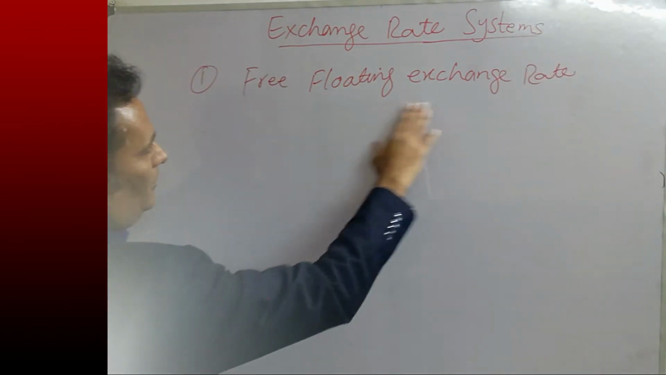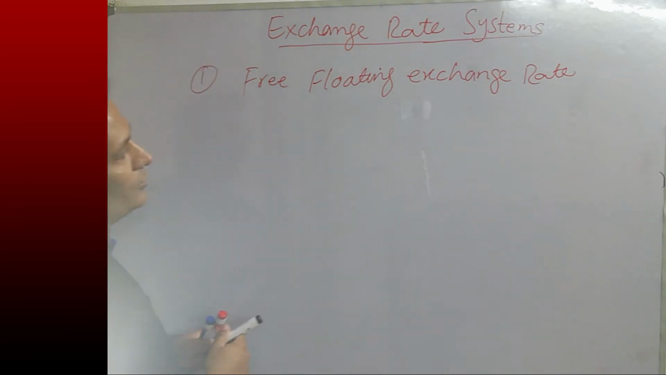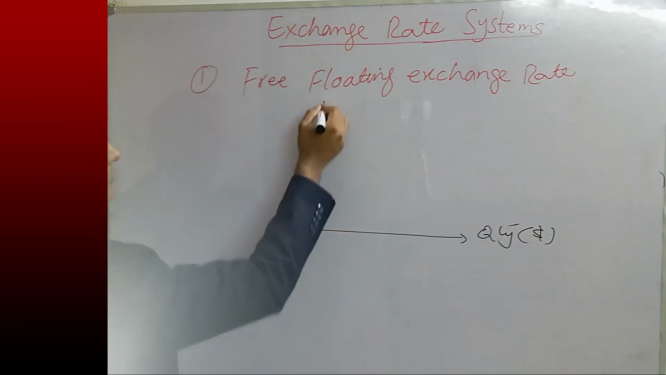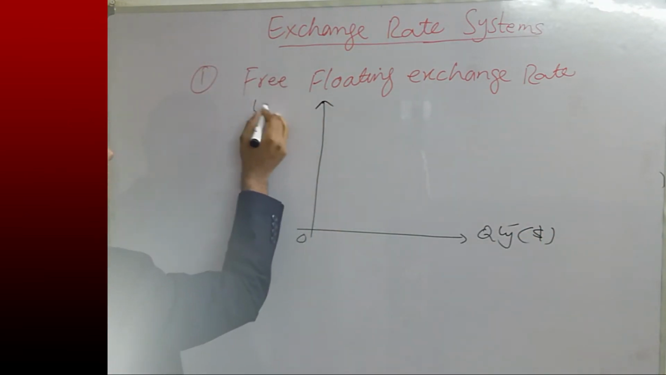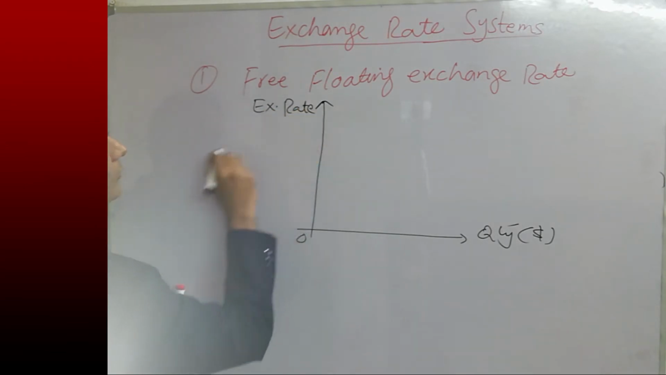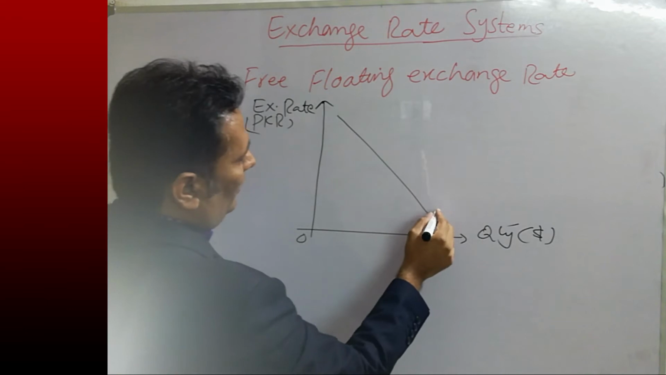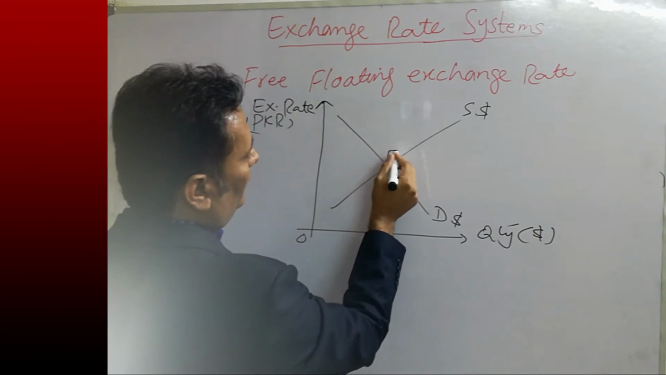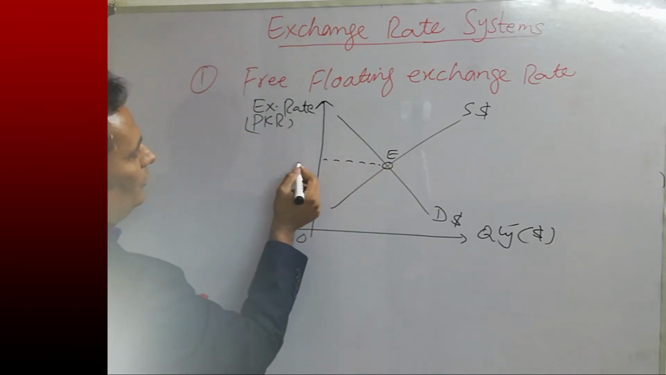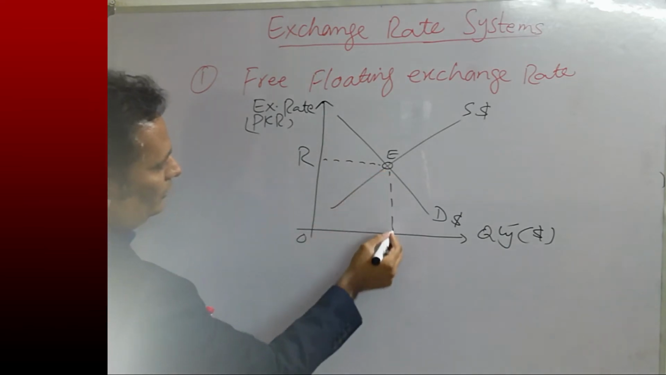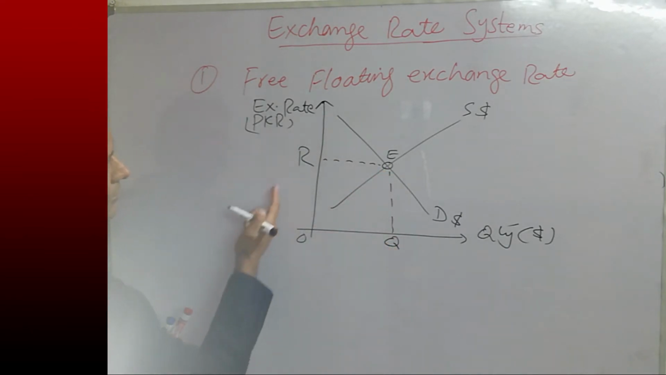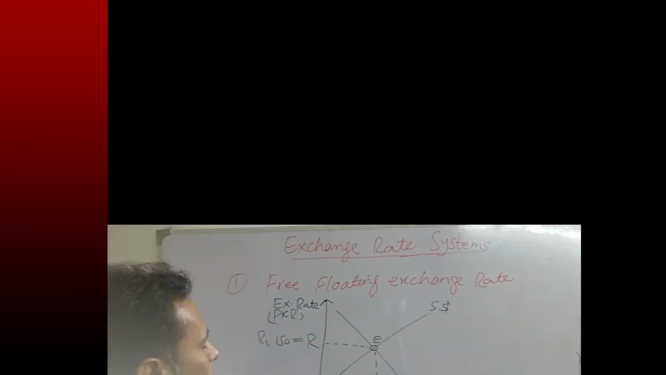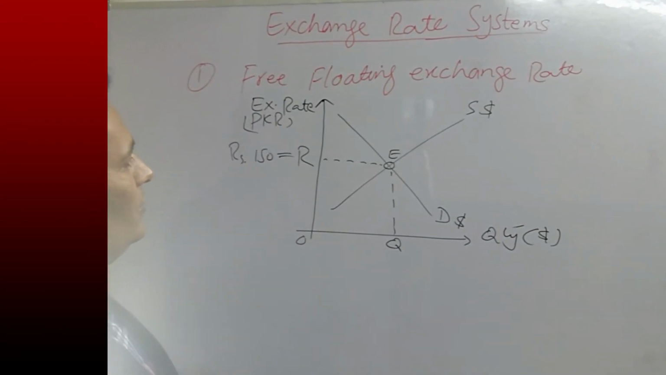In free floating exchange rate, price of a currency is set through the free forces of demand and supply of that currency. This is quantity of, let's say, dollars, origin point, and this is price of dollars or exchange rate of dollars in terms of Pak rupees. So this is demand for dollars and this is supply of dollars. So exchange rate of $1 is set at point A. So $1 can purchase this much quantity. Exchange rate of $1 will be equal to R, or let's say rupees 150. So this is how exchange rate is set in free floating exchange rate system.